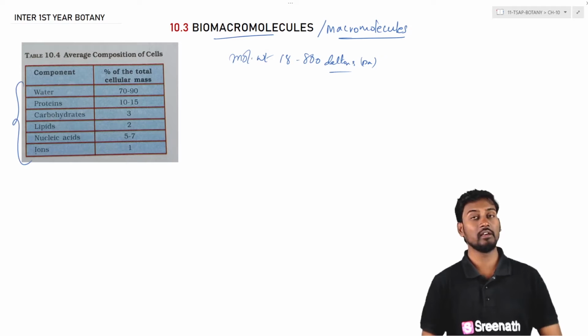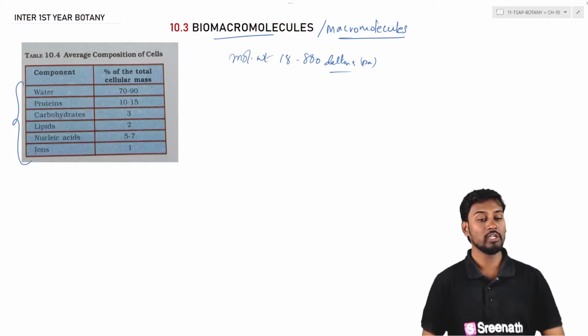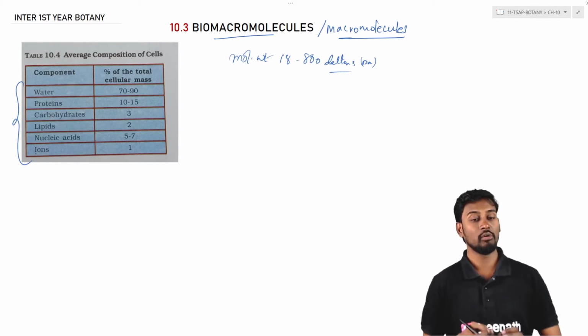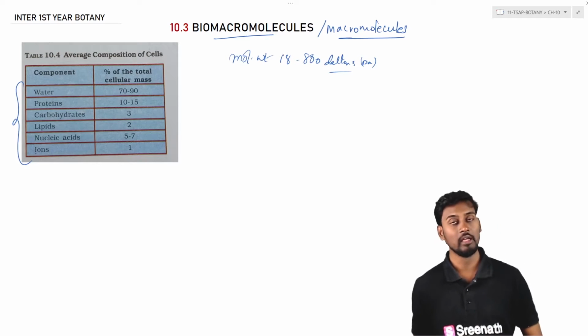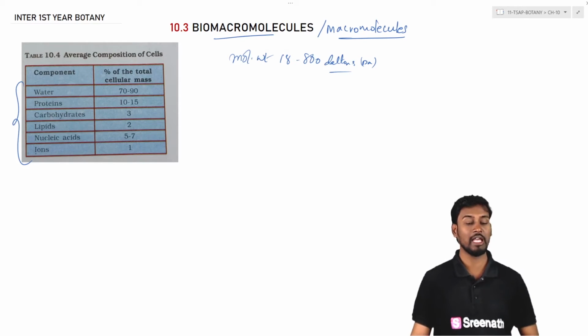This is the average composition of the cells, showing how different cellular components make up the total cellular mass. We can see water, proteins making 10 to 15%, carbohydrates 3%, lipids 2%, nucleic acid 7 to 1%, and ions 1%.